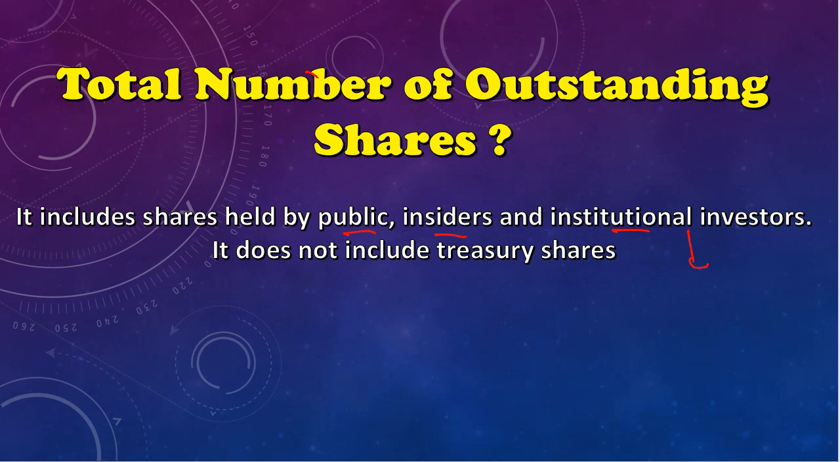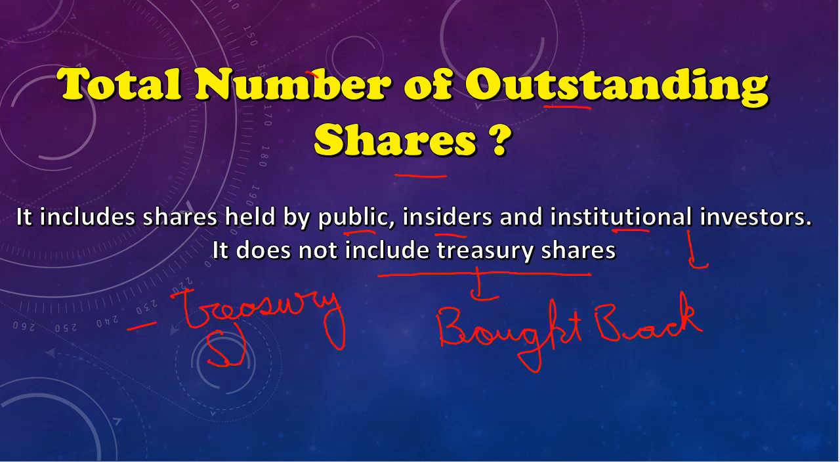Now the main part here is that it does not include treasury shares. Now what are treasury shares? Treasury shares are the shares that have been bought back by the company. So if the company has bought back a certain number of shares from the market, that is not included in the calculation of the total number of outstanding shares. So it includes all the shares minus treasury shares. All the shares that have not been bought back by the company, or which have been issued only to the public, insiders and institutional investors and are with them only, are all included in the calculation of the total number of outstanding shares.